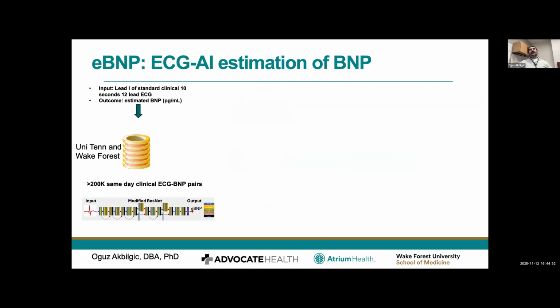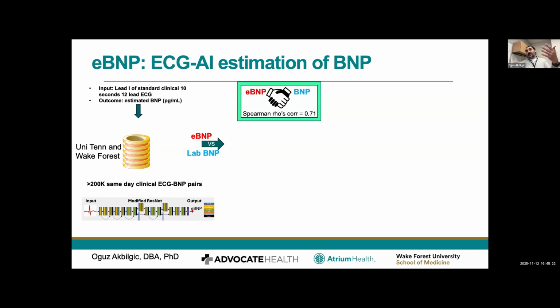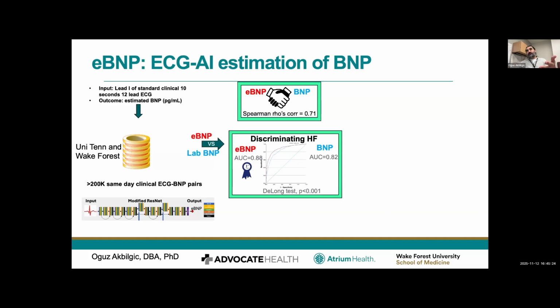For that, this time our input has to be single-lead ECG, because Apple Watches record only single-lead ECG. The outcome is BNP. We get hundreds of thousands of ECG and BNP pairs recorded within a 2-hour time interval, and then develop an AI model that takes the ECG as input and gives the estimated BNP. We call it eBNP, or estimated BNP, and then we compare it to lab BNP. There's a strong correlation between them.